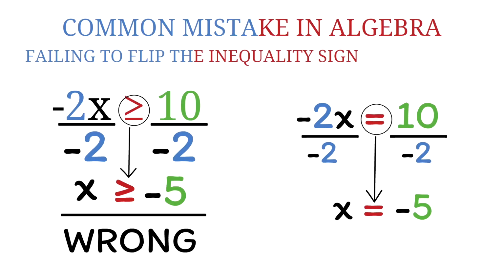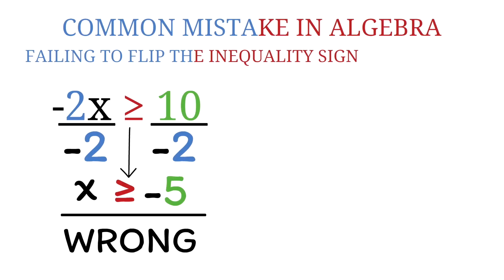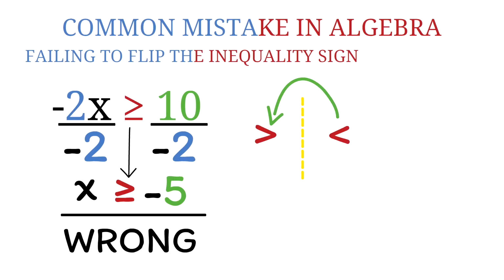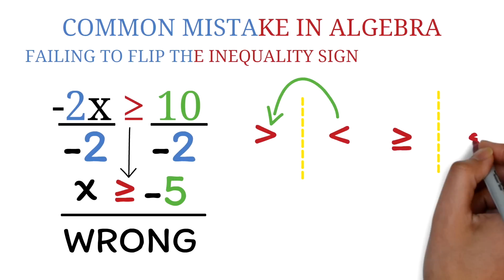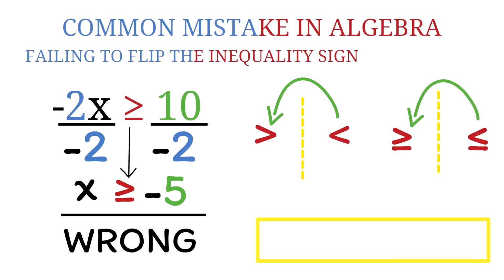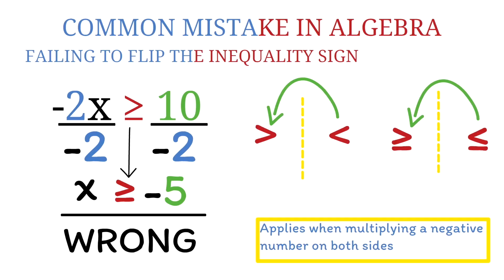When solving inequalities, the rule is that if you divide both sides by a negative number, you must flip the inequality sign. So if the sign is greater than, we reverse it to become less than, and vice versa. Also, if the sign is greater than or equal to, we reverse it to become less than or equal to, and vice versa. Note that this also applies when multiplying a negative number on both sides of the inequality.